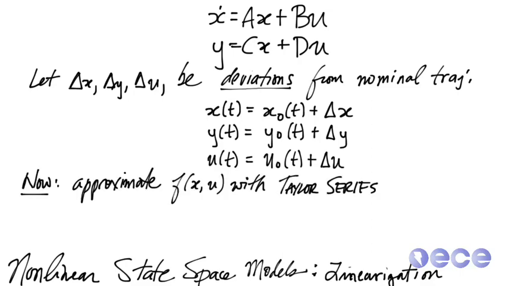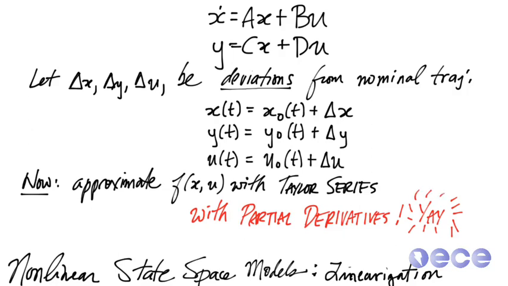So now I want to approximate my function f of x, u, which may be some nonlinear function, with a Taylor series. In order to do this, I'll use partial derivatives, because I may have a nonlinear function f of x and u where the x terms may be multiplied by one another, or x terms may be multiplied by u's. And so I can't use just regular derivatives anymore. I need to use partial derivatives. Yay!